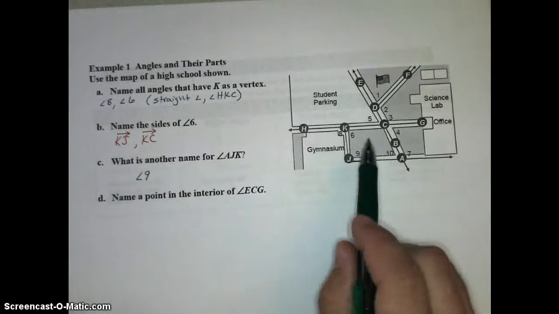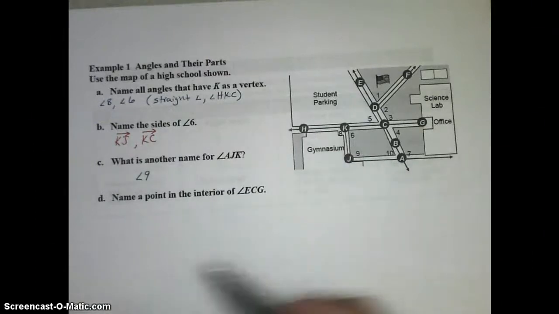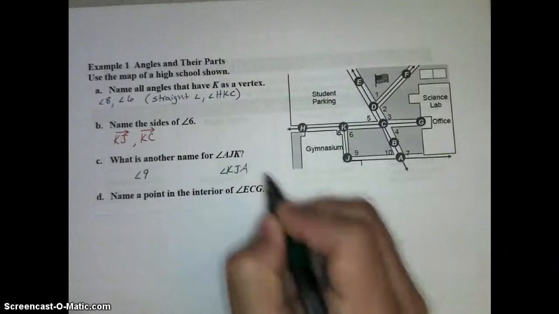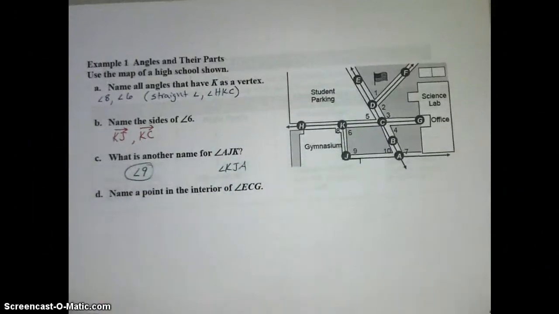Alright, part C, we should have gotten this. Angle 9 is another name for angle AJK. You could also call it angle KJA, but this is really the answer this problem is looking for.